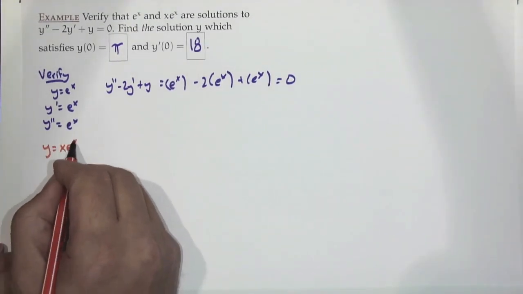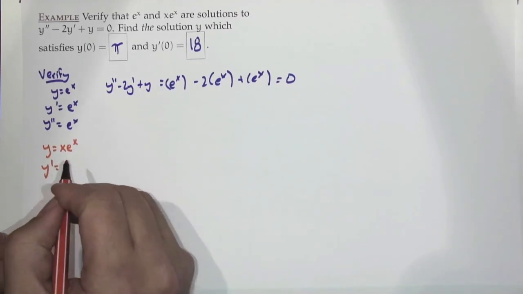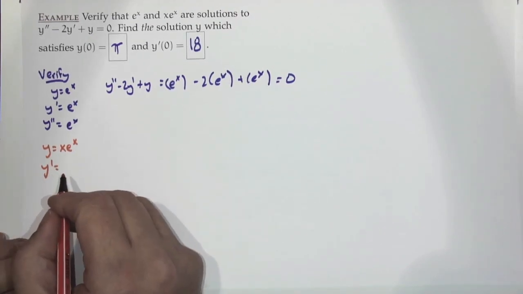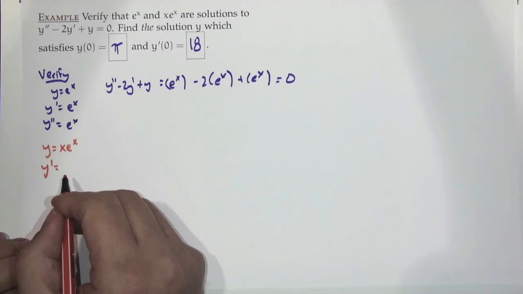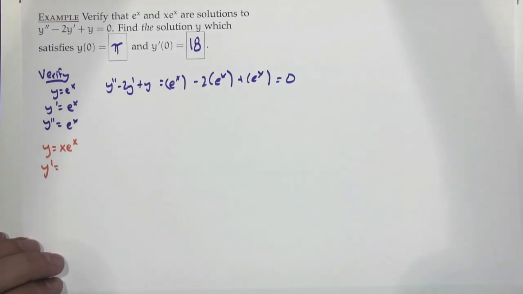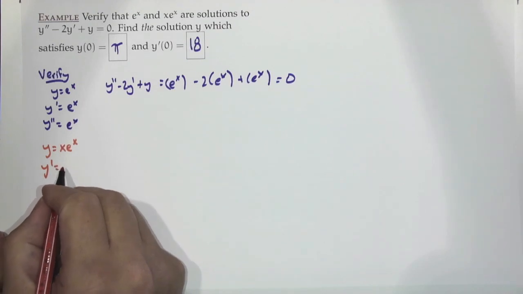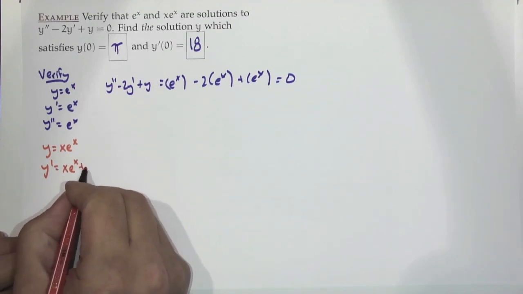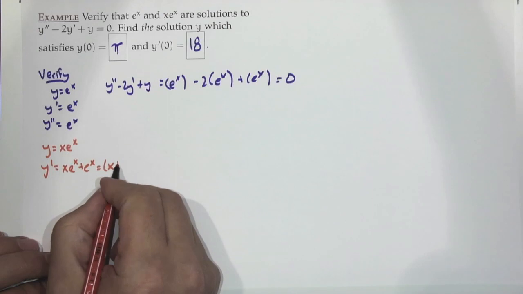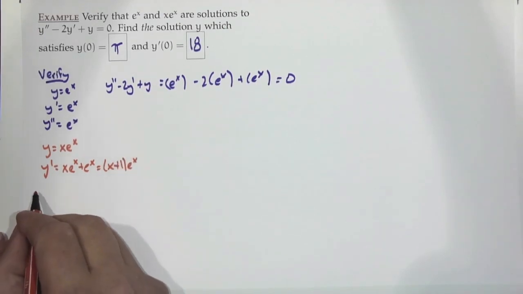All right, next one. x e to the x. What does y prime look like? e to the x plus x e to the x. That's a beautiful answer. And where did that come from? Product rule. Yeah, two functions multiplying, so we can do a product rule. We can also write this as x plus 1 times e to the x if we wanted to. What's y double prime?